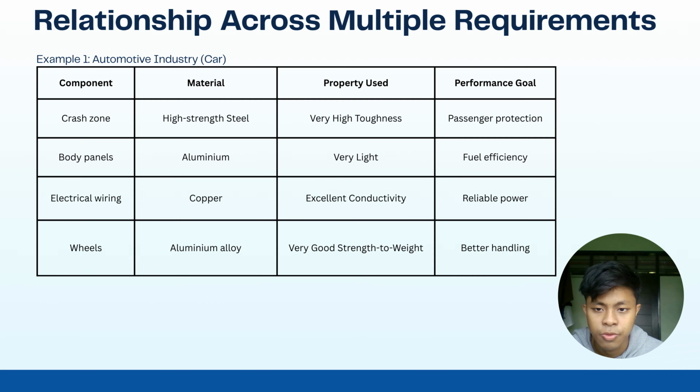The property used for the crash zone is very high toughness, and the performance goal for the crash zone is passenger protection. The property used for body panels is very light, and the performance goal is fuel efficiency. For the electrical wiring, the property used is excellent conductivity, and the performance goal is reliable power. And the last one is the wheel. The property used is very good strength-to-weight ratio, and the performance goal is better handling.